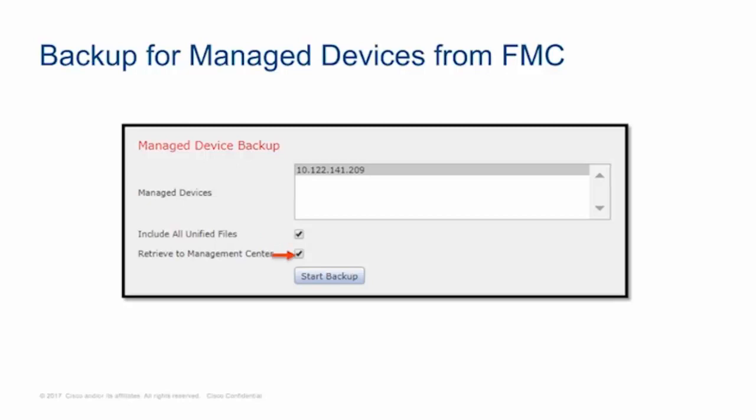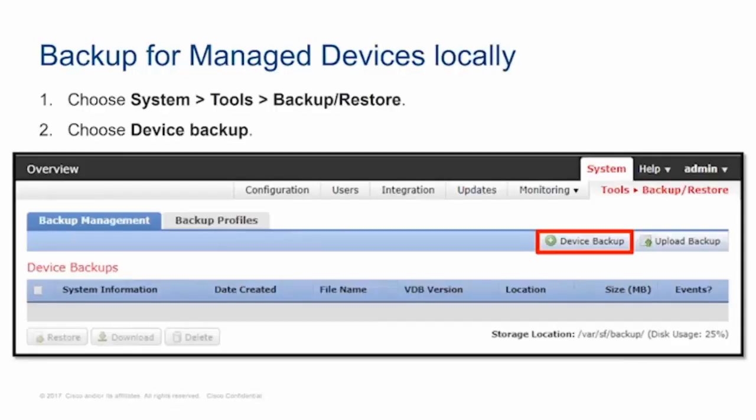As said earlier, when you perform a backup, the backup is going to be stored under /var/sf/backup, which is locally stored on the system. So for the managed devices, for the sensors, it's going to be stored at /var/sf/backup on the sensor itself. When you choose this option, it's going to pull the backup file once done and store it on the FMC as well. So you can use this option for that, and you can store the managed devices.